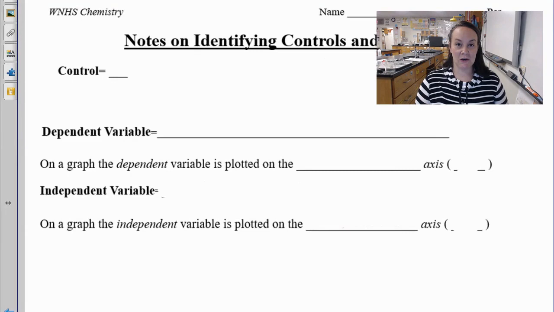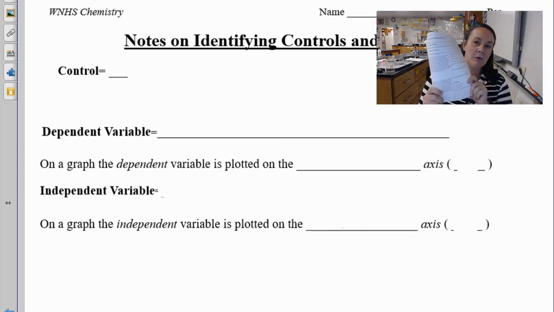Today we're going to turn it down a notch, and we're not going to light anything on fire. We are going to take some time and just quickly go over some things that you should already know. This is probably something that you start every year with. So we're going to talk about identifying controls and variables, and we're going to talk a little bit about graphing. So today is a chill in your seat notes kind of day.